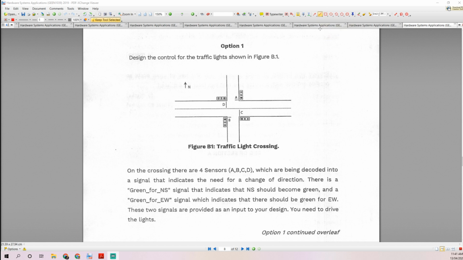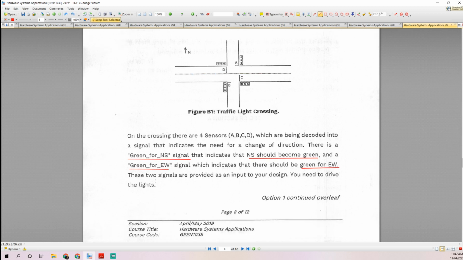So what I'm going to do is start underlining some of these keywords here. There is a signal, green for north-south, that indicates that the north-south light should become green, and a signal, green for east-west, which indicates that there should be a green for the east-west lights. When we're talking about the north-south lights, we're talking about in this route. When we're talking about the east-west lights, we're talking across like this. These two signals, green for north-south and green for east-west, are provided as input into your design. You need to drive the lights.